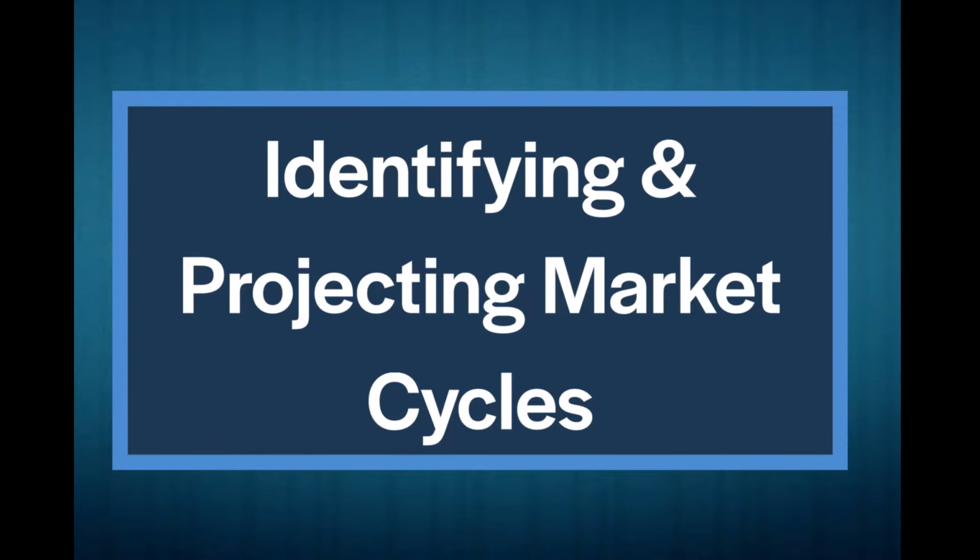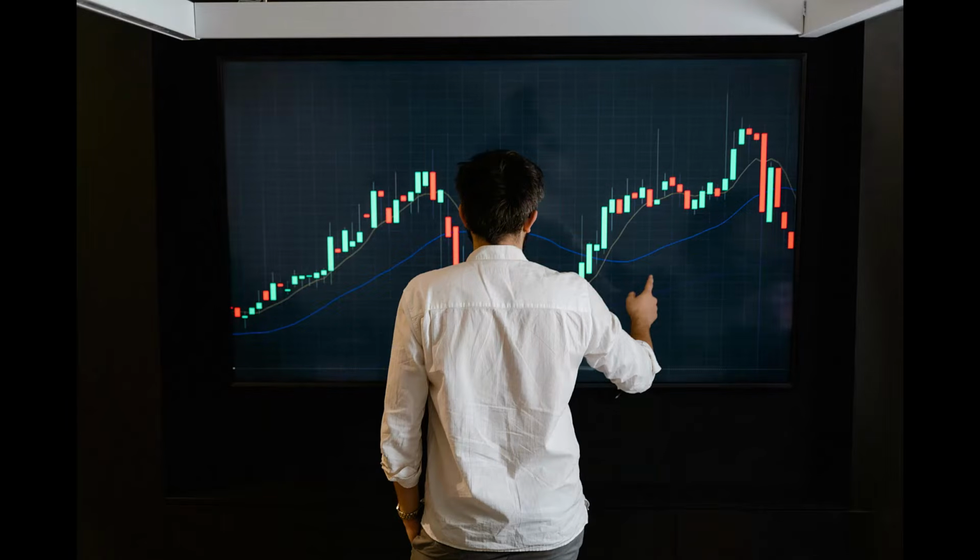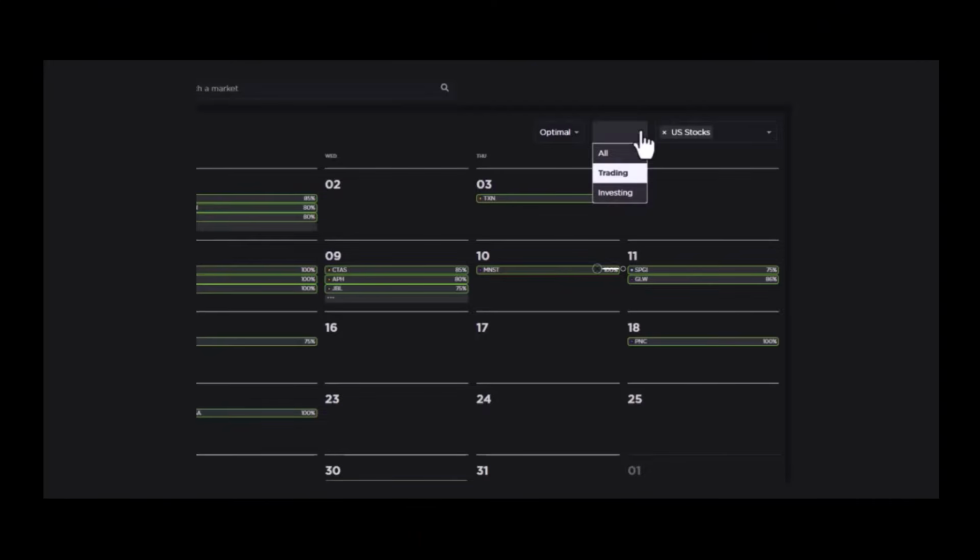Identifying and projecting market cycles. So how do we actually identify cycles in the market? Markets leave behind clues in the form of peaks and troughs. By studying the time between the major highs and lows, traders can begin to estimate the length of cycles, whether short-term trading cycles or longer-term investment cycles.